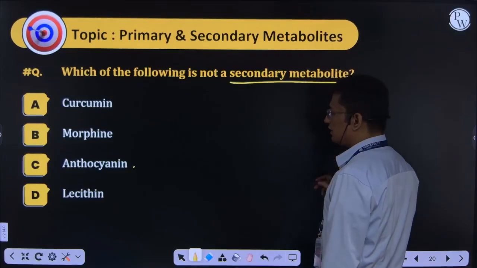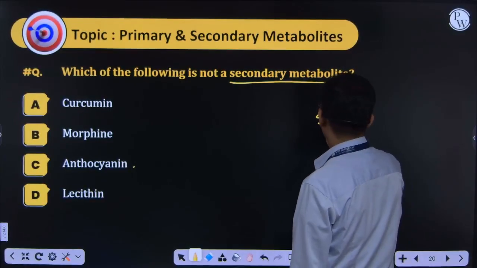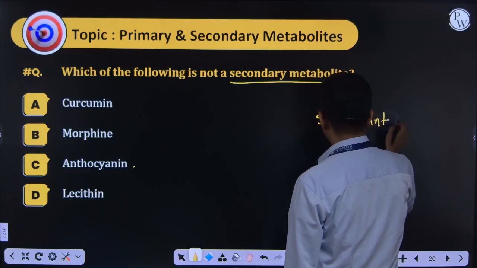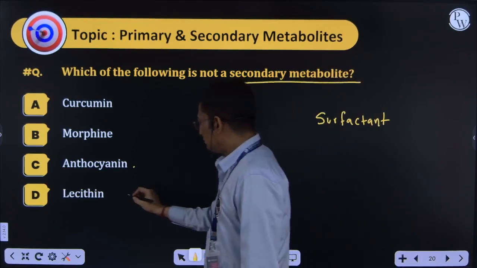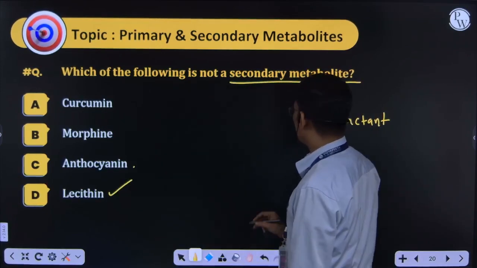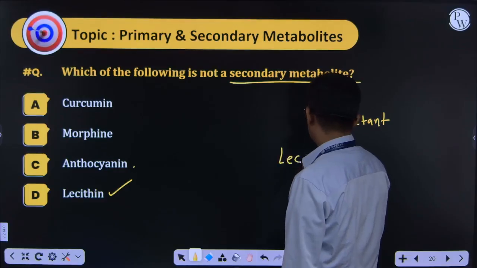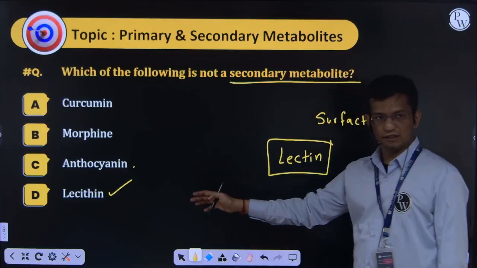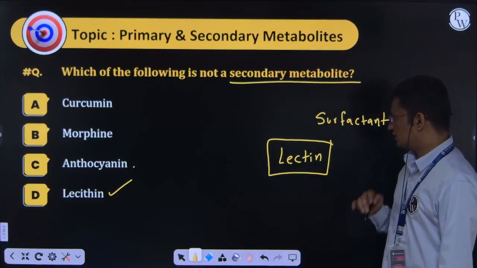Lecithin is phosphatidylcholine, and it also acts as a surfactant. So here lecithin is the incorrect one. Lectin is what? Lectin is a secondary metabolite, but lecithin is not a secondary metabolite.